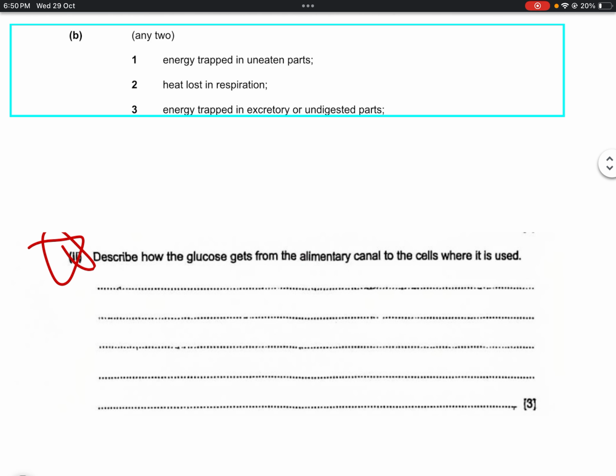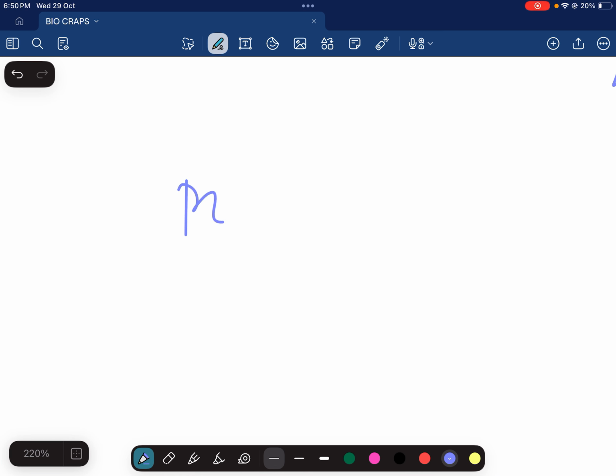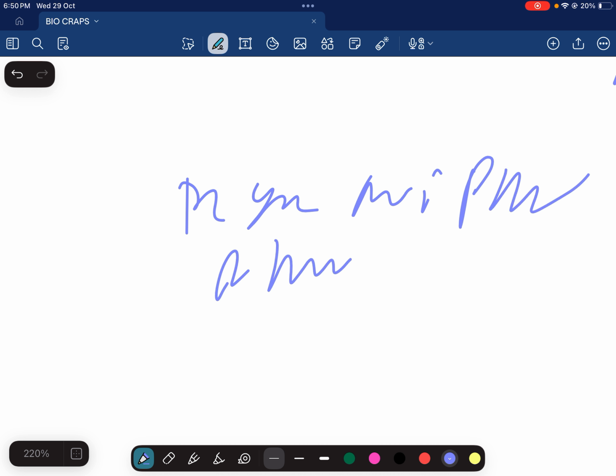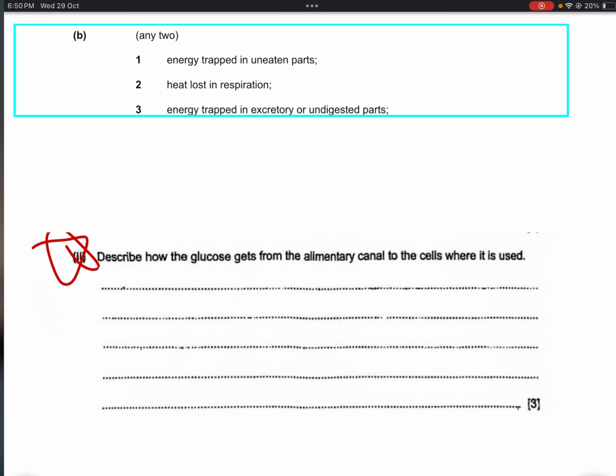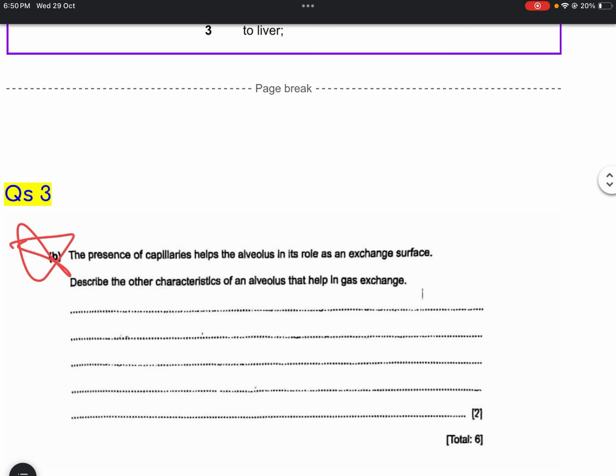Next, describe how glucose gets from the alimentary canal to cells where it's used. The glucose will travel in the plasma into the hepatic portal vein to the liver. That's it. That's the answer: travel in plasma and the liver. Presence of blood capillaries.